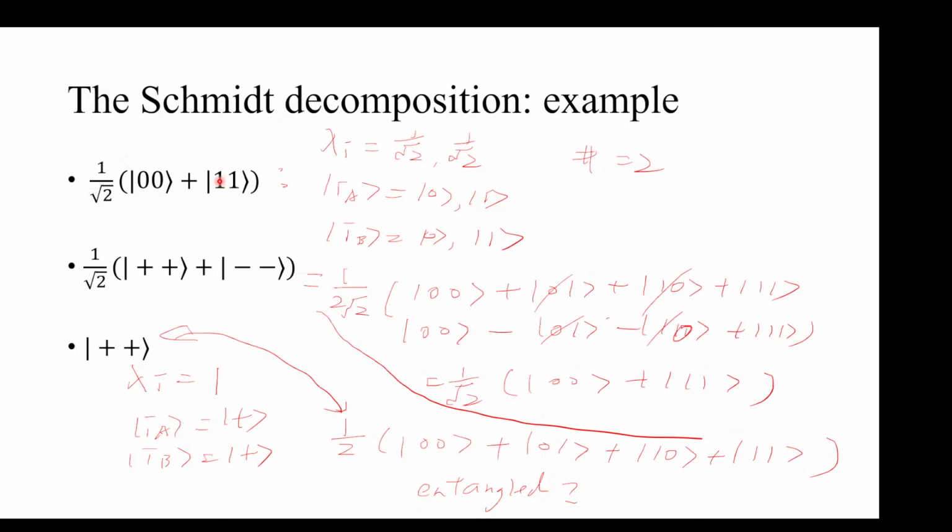We have some examples of Schmidt decomposition here. Maybe |0,0> plus |1,1> is a Schmidt decomposition. Also 1 over square root of 2 times |++> plus |-->, and also this |++> state is a Schmidt decomposition. But if we write it in the computational basis, it is not a Schmidt decomposition, and then it's not obvious whether this state is entangled. If you write it in Schmidt decomposition, you turn it into the |++> state, so you see this is a plus state, this is a plus state, so this state is not entangled.